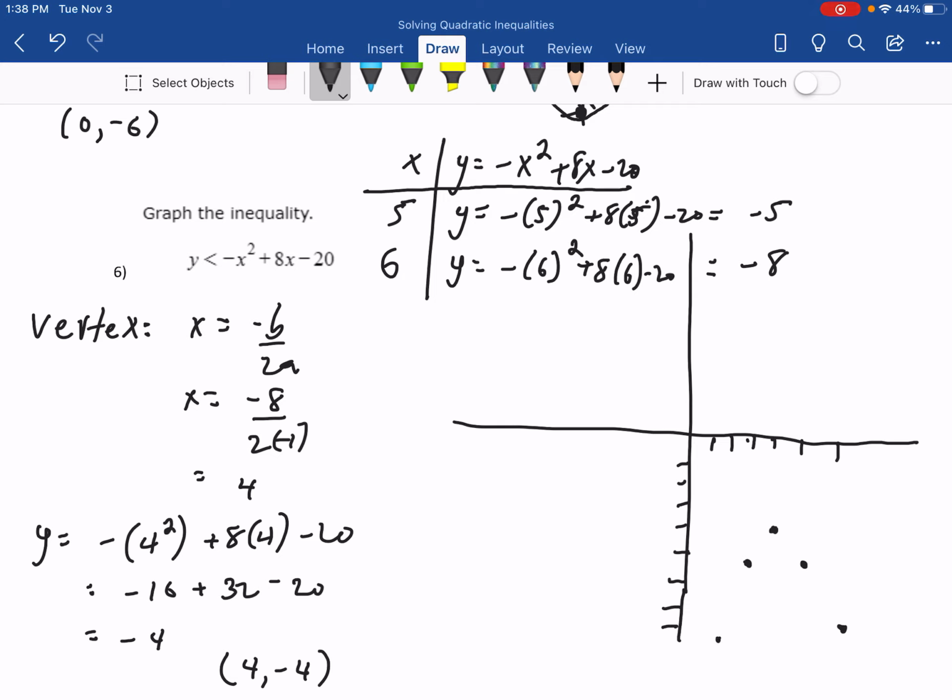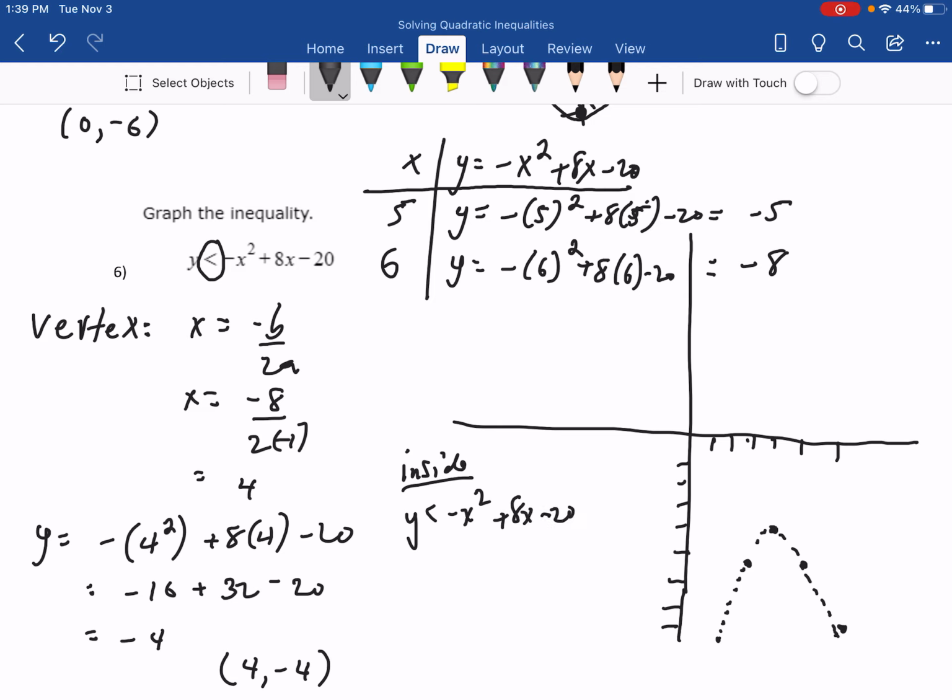All right, so again, this is going to be a dashed parabola because the sign is less than. So we're going to connect it like that, okay? So now we need to figure out which way we're going to shade, if we're going to shade inside or outside the parabola. Let's try something inside. Okay. So our inequality, y less than negative x squared plus 8x minus 20.